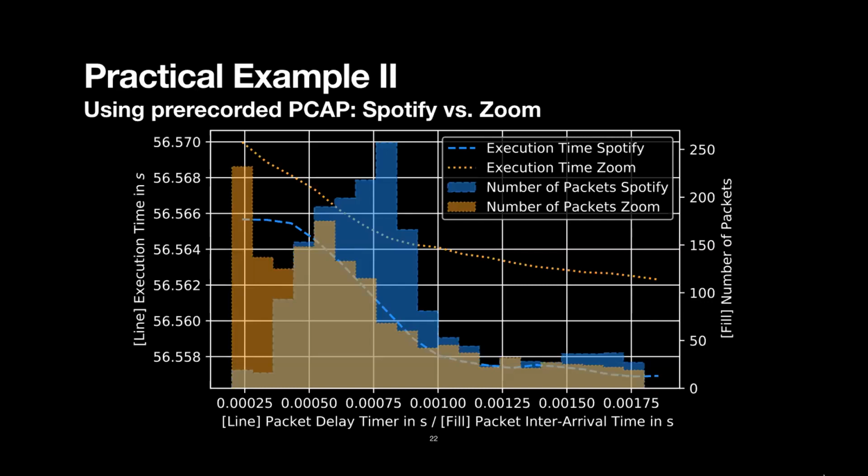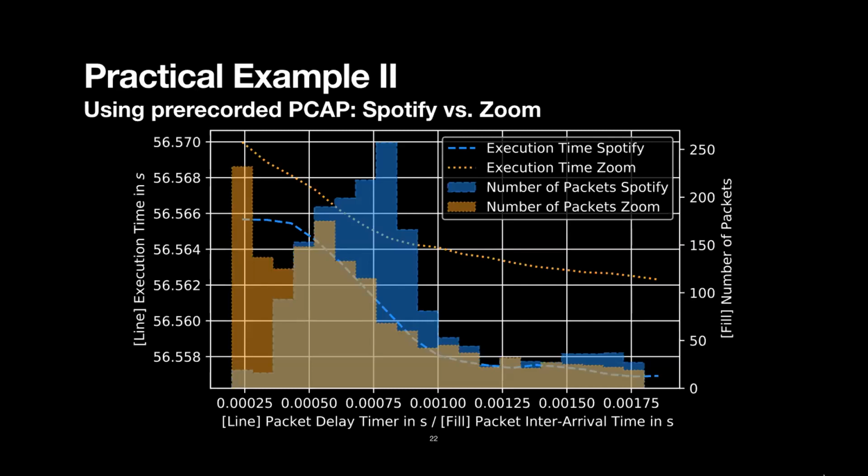First, a line for the execution time of user code measured on the left-hand y-axis in the face of the given network load scenario and against the packet delay timer on the x-axis. Second, also a histogram for each network load.